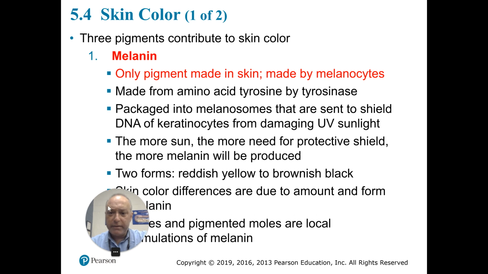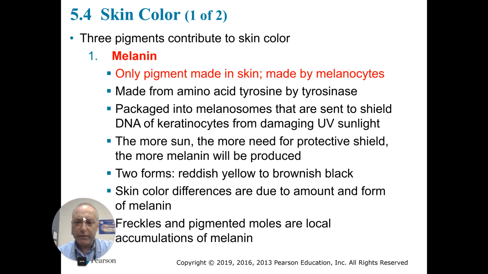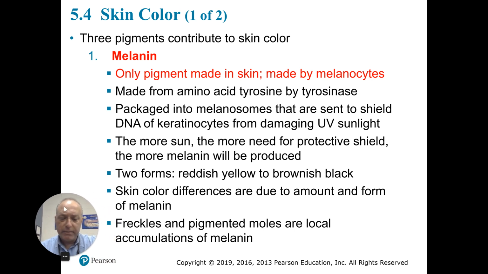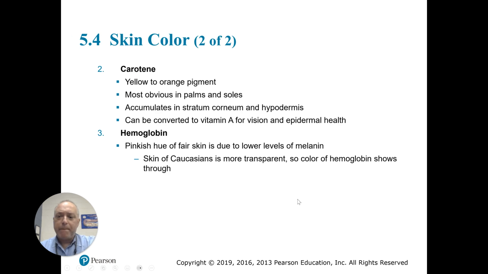Okay, so there are 3 pigments to skin color. Let's talk about melanin first. This is the only pigment made in skin. It's made by the melanocytes, which is convenient. Melanin made by melanocytes. The melanin provides UV protection. Freckles, pigmented moles, these are all local accumulations of melanin. Then we've got keratin, which provides a yellow to orange pigment, as well as hemoglobin, which is a pinkish hue of fair skin.